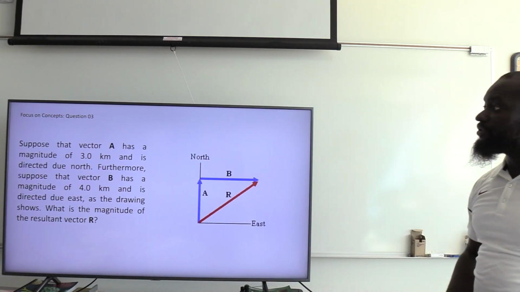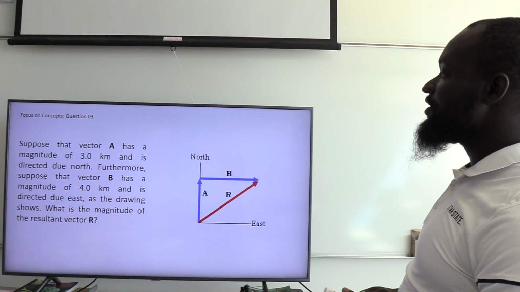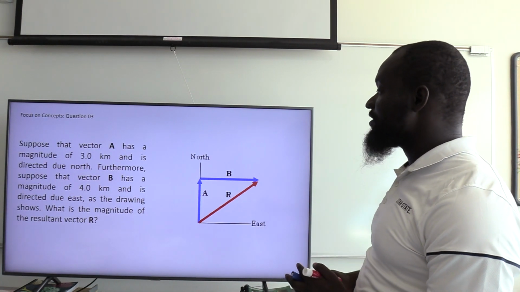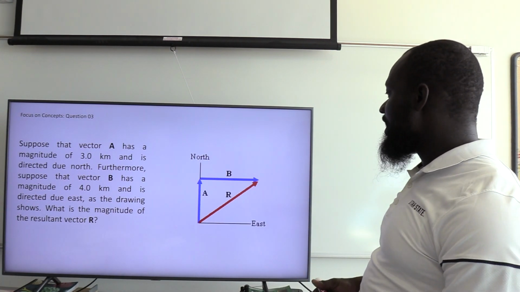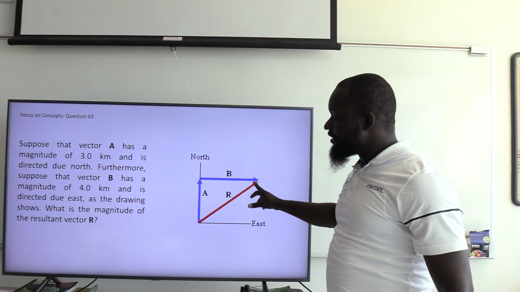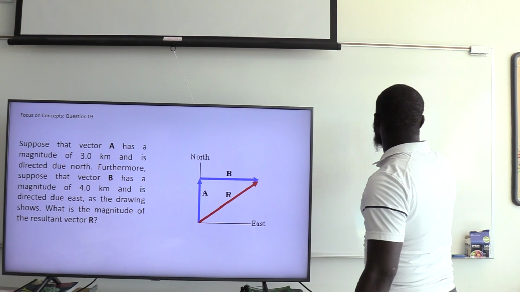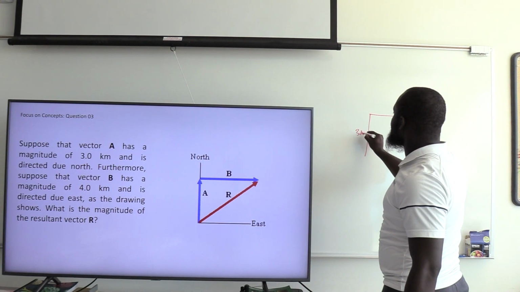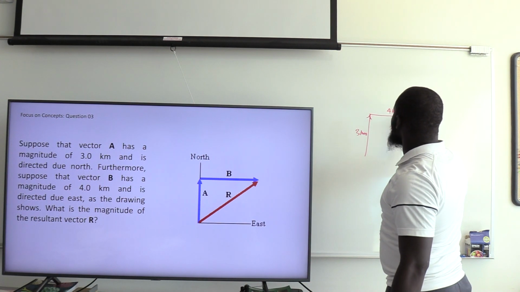The next problem says, question 03, Focus on Concepts. Suppose that vector A has a magnitude of 3 kilometers and is directed due north, and suppose that vector B has a magnitude of 4 kilometers and is directed due east, as shown. What is the magnitude of resultant vector R? They're looking for the resultant. The resultant always starts from the beginning one and ends with the head on the last one. So you're just going to solve the math. A has 3 kilometers, so I put 3 kilometers here, and B has 4 kilometers. I'm looking for R.